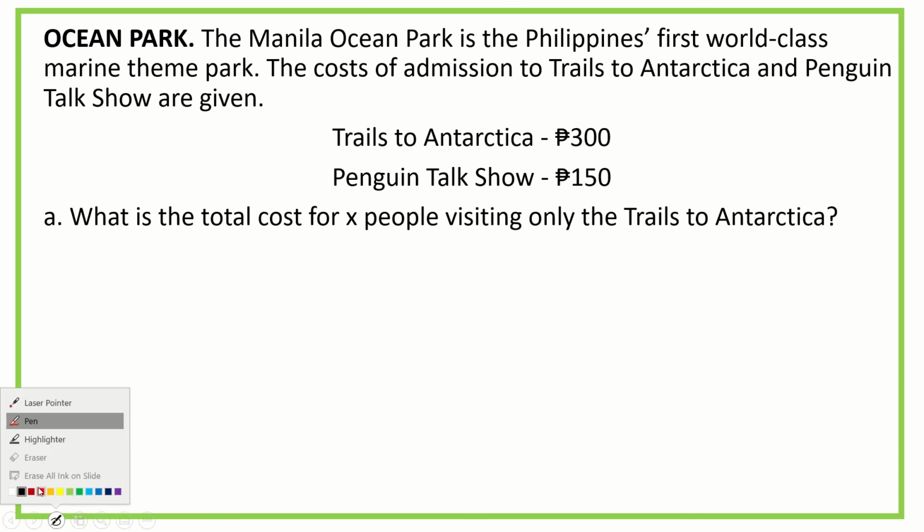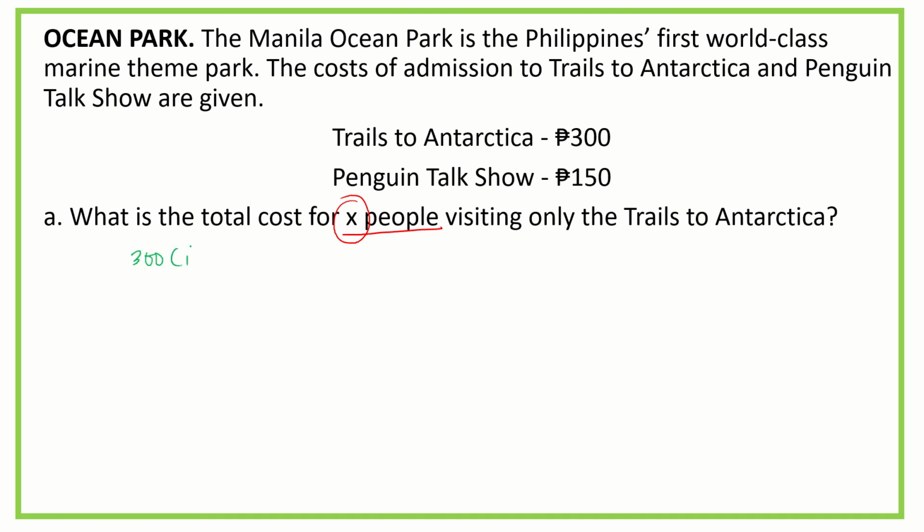So this X here represents the number of people, but we're not sure how many of them. So what would be the computation for our total cost? So looking at our pattern, this is all about pattern. That's the purpose why we have algebra. If we try to imagine one person going to Trails to Antarctica will be paying 300 pesos. So how will we get that? So 300 times 1.